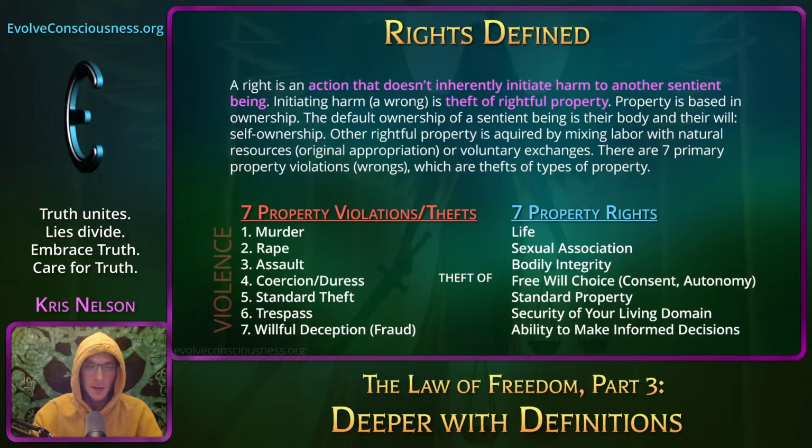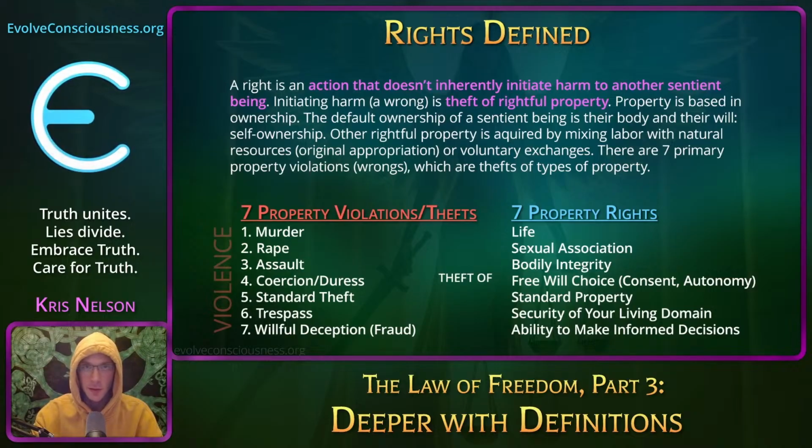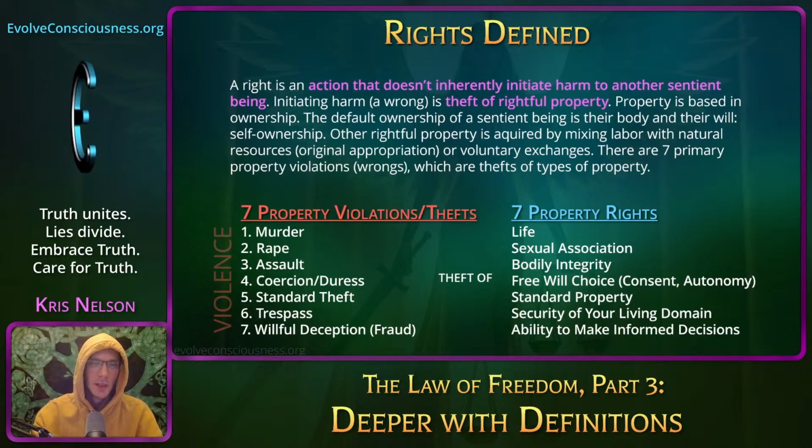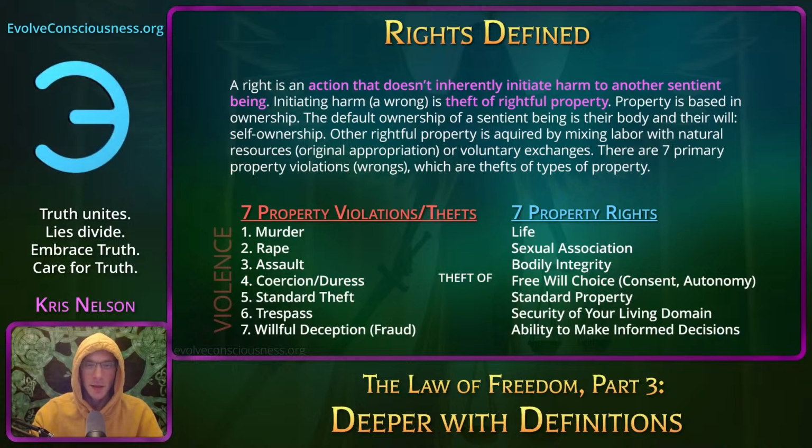Coercion or duress is the theft of free will choice or consent or your autonomy. Standard theft is the theft of standard property, things you own like a pencil, or you made a house, or you made something, or you bought something. Trespass is the theft of the security of your living domain, and willful deception, which is fraud, is the theft of the ability to make informed decisions.